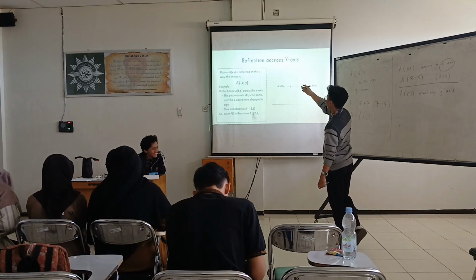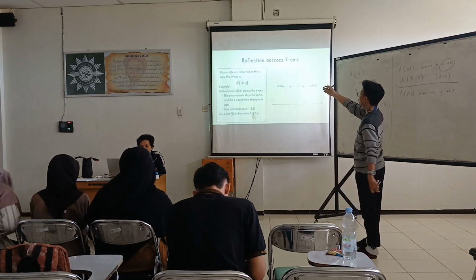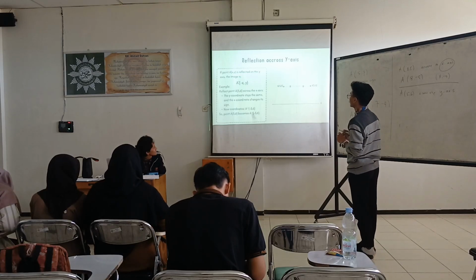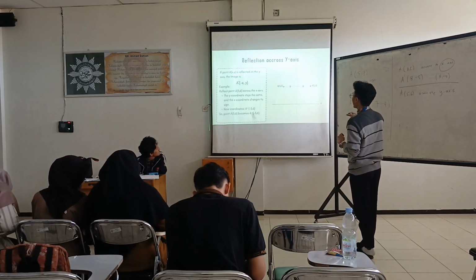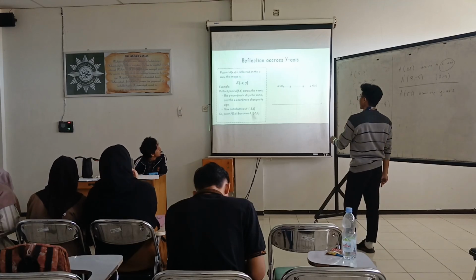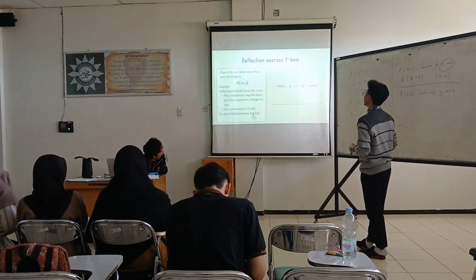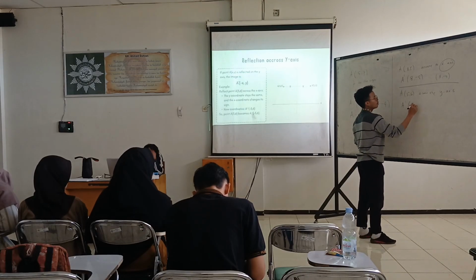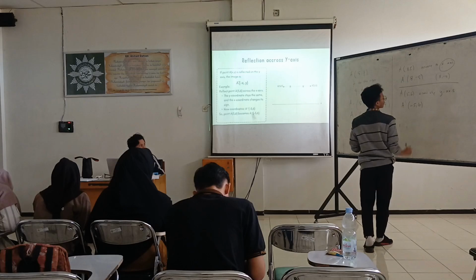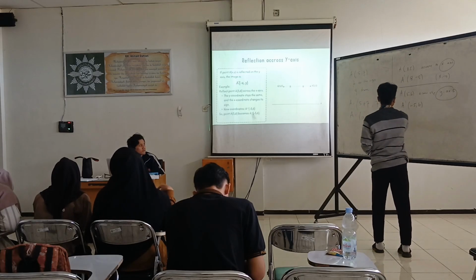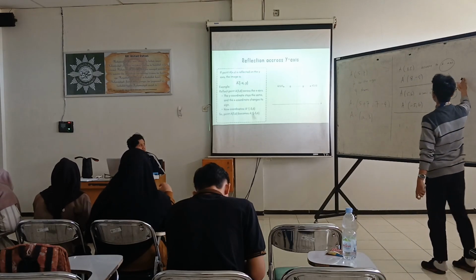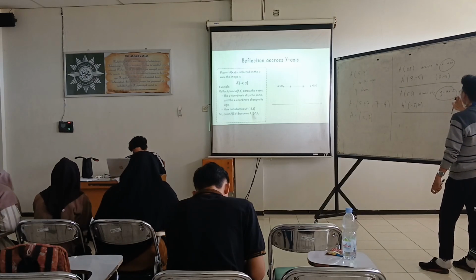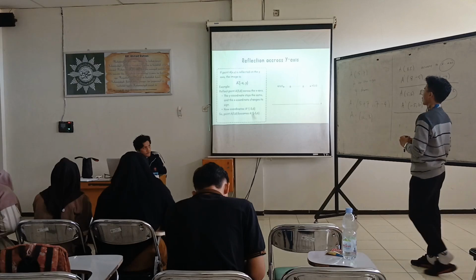So we need to remember the formula. If point A is reflected on the y-axis, the image is minus x and y. The y coordinate stays the same and the x coordinate changes its sign. So the new point A is minus 5 and 6. So this is a reflection across the x-axis and across the y-axis. Next.